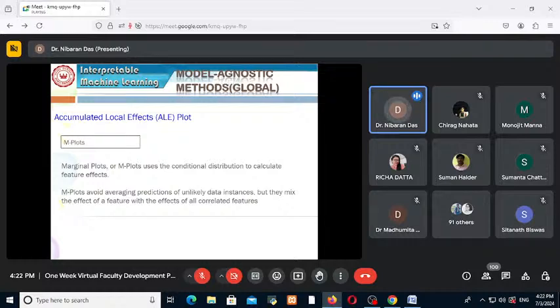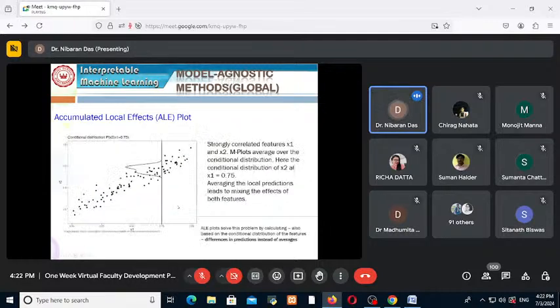M plots avoid averaging predictions of unlikely data, but they mix the effects of features with the effects of all correlated features. Instead of considering the entire region of all the data, like in previous cases, here we are considering only the local regions where our features are. So local regions use the effects of these regions.